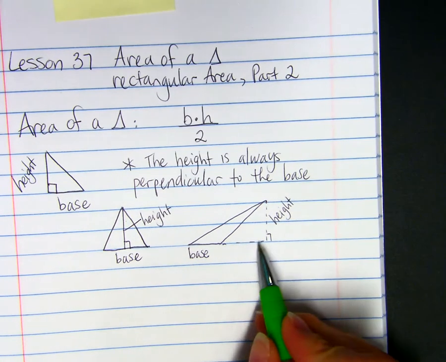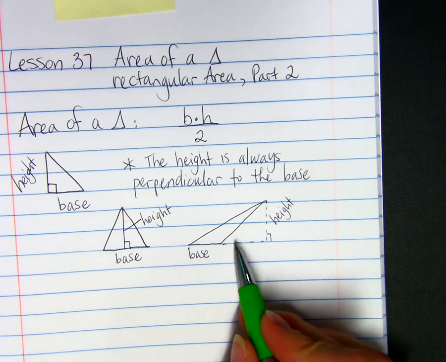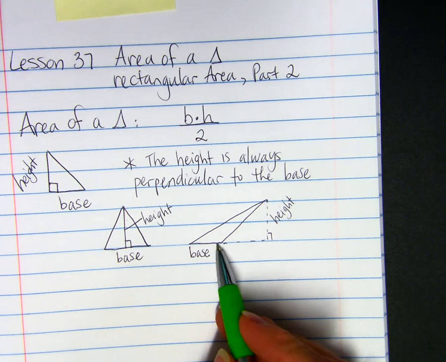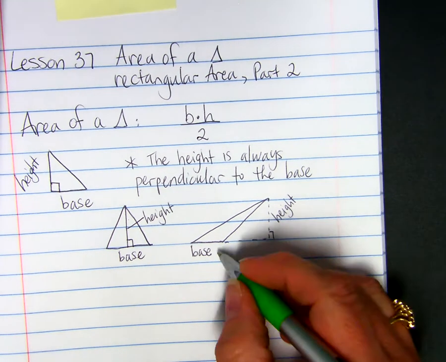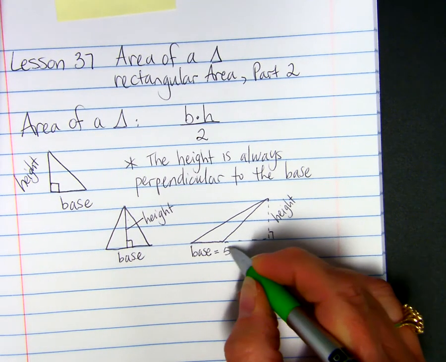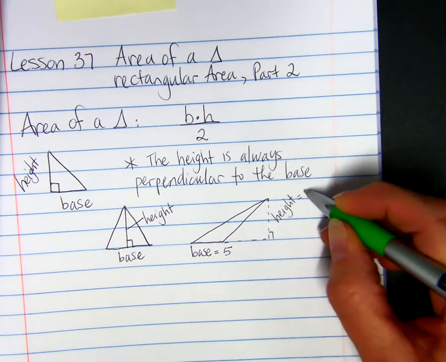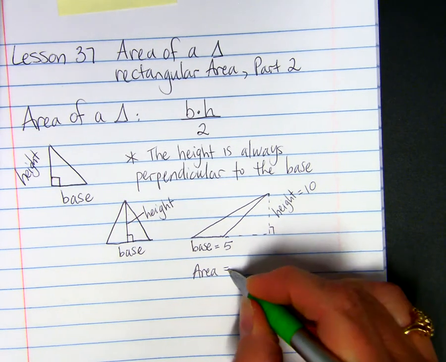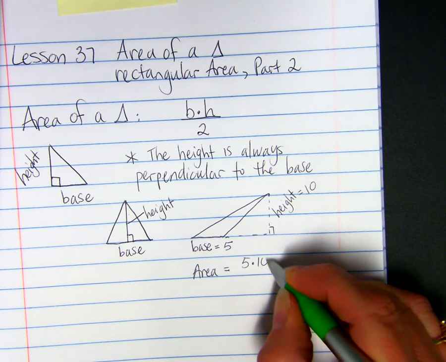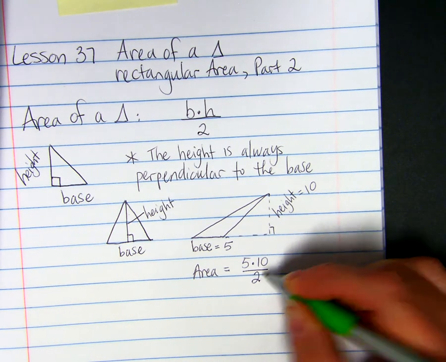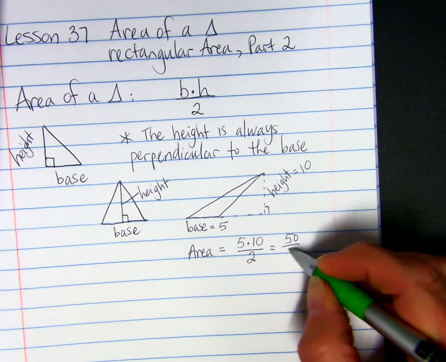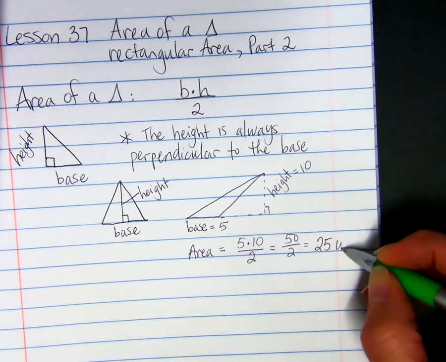A lot of times you'll see dotted lines extending out from the base. That's just so you can extend it out and see where the 90-degree angle is. The base is still the length of this solid line that's part of the triangle. So if we had an example here, if the base was 5 and the height was 10, we could find the area of this triangle by doing base times height and divide it by 2. And we would get 50 divided by 2, or 25 units squared.